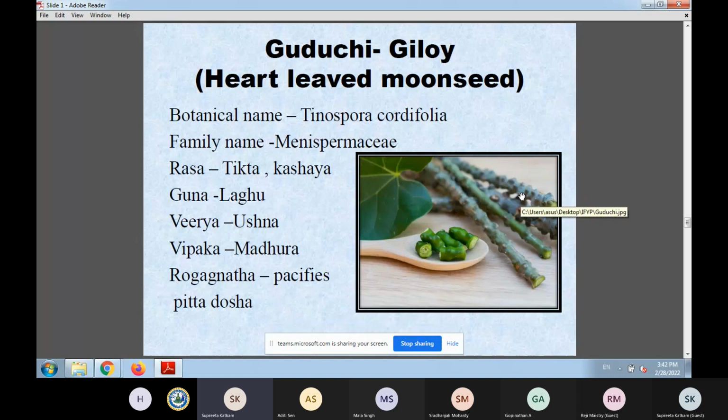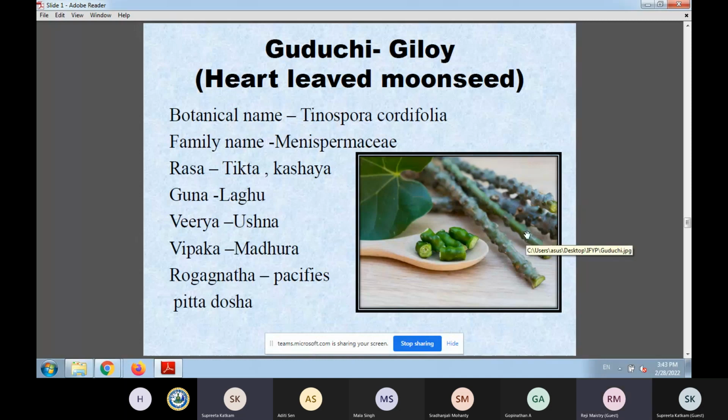Hence, the part used of this Giloy plant is the stem. Giloy is basically a creeper. The part which has a much greater amount of the active constituents is the stem, hence take the stem. Your stem should be at least the thickness of the thumb, so that you have much more of its alkaloids and chemical constituents present, more concentrated.